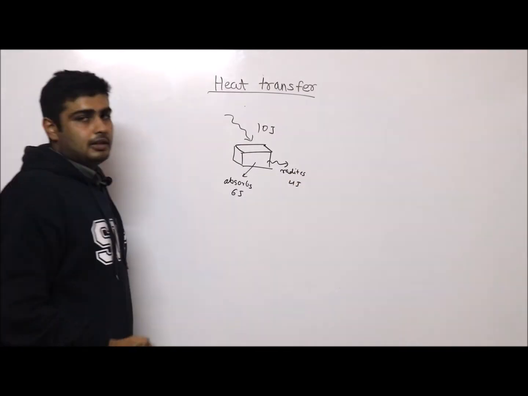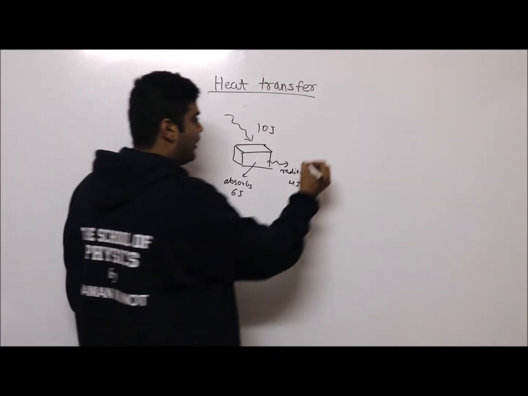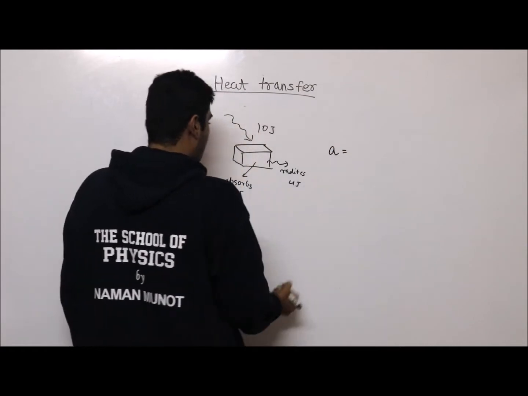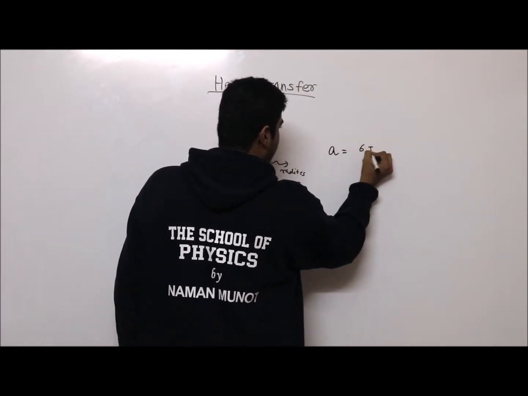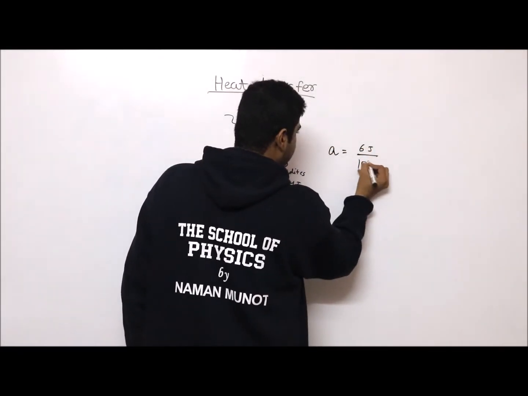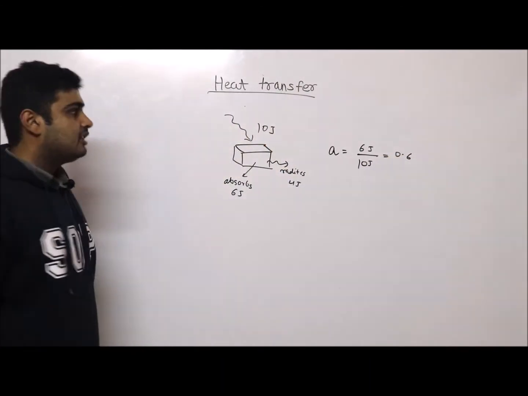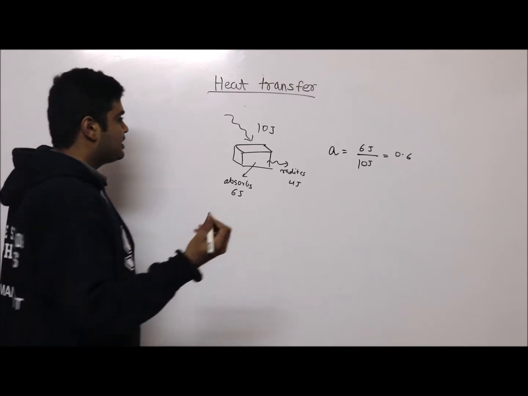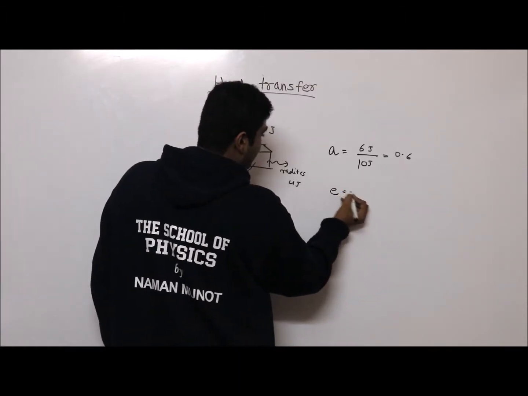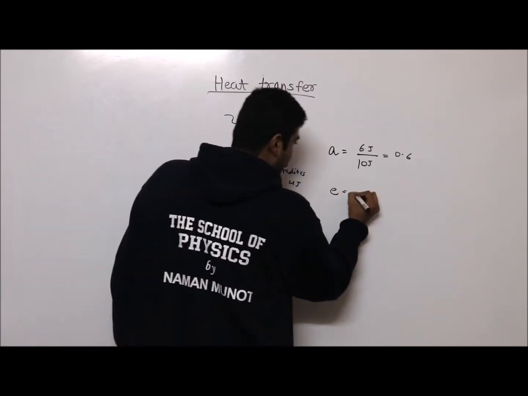Then there is this constant called absorptive power. Absorptive power is the energy that is absorbed upon the energy that is received. So here the absorptive power is 0.6. Then there is also another thing called emissive power. Emissive power is the energy radiated.